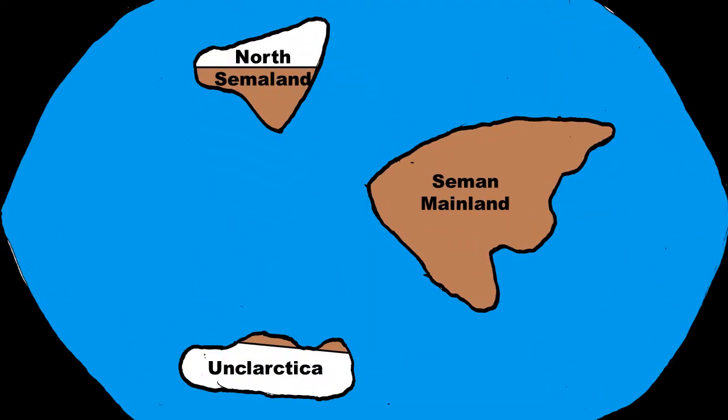Semaland originally only had single-celled life. However, some of the native organisms produce oxygen, so the planet has a breathable atmosphere. Semaland has 3 continents: the Semi-mainland, North Semaland, and Antarctica. North Semaland is partially covered in glacier. Antarctica is almost completely covered in glacier.